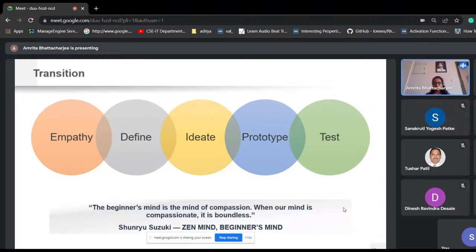And in the testing phase, not only in the testing phase, any designer must have a beginner's mind. Beginner's mind means that whatever feedback we are receiving through the testing, we must accept it. We should not try to justify our idea in the testing phase. We will only try to justify our idea when it has passed through the testing phase.